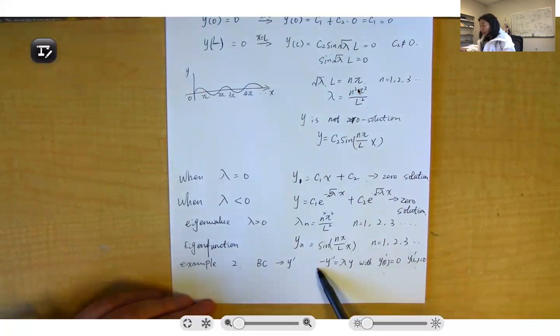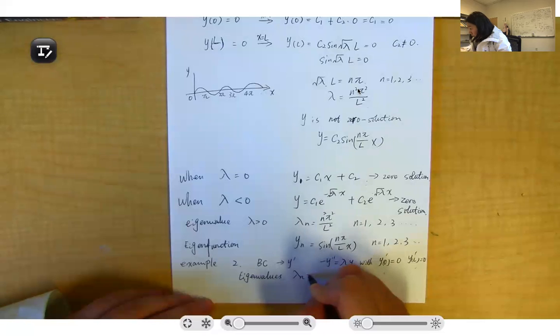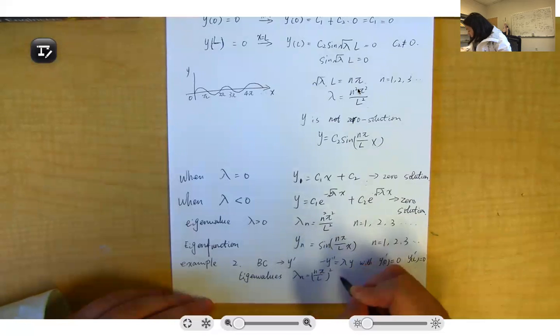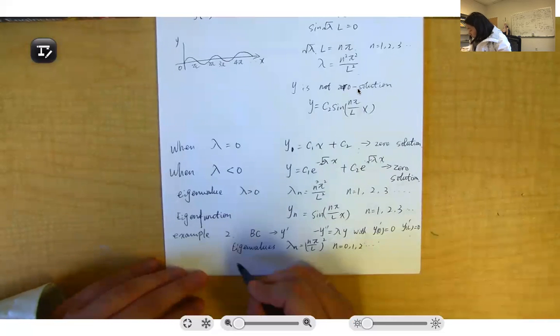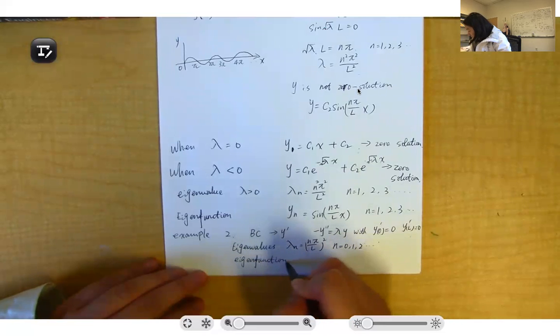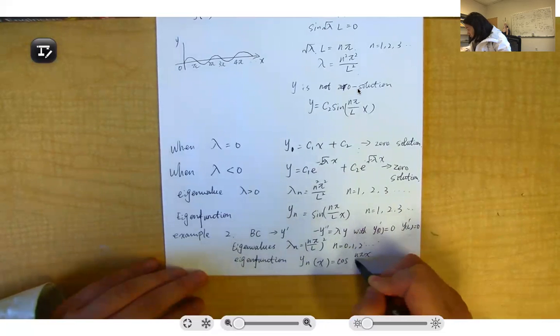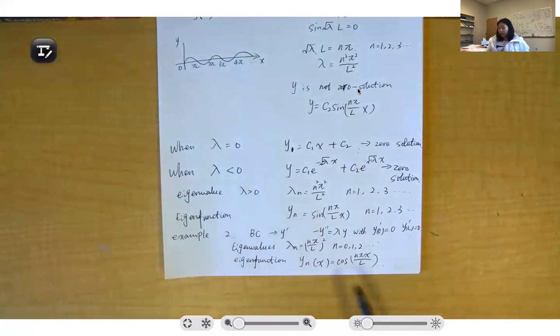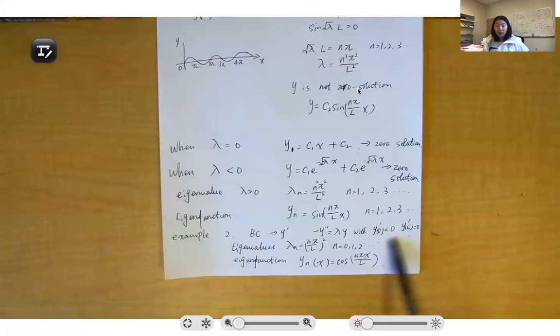So this is still homogeneous boundary conditions in the Sturm-Liouville problem format. And the eigenvalue is lambda n equals n pi over L squared, starting with 0, 1, 2 until infinity. And the eigenfunction is yn of x equals cosine n pi x over L. So you can try whether you can solve the eigenvalues and the eigenfunctions using these Neumann boundary conditions.